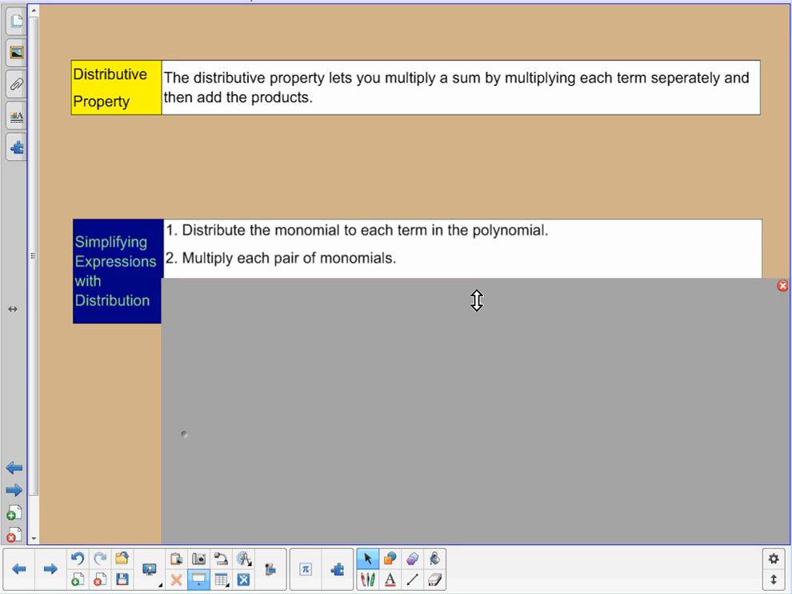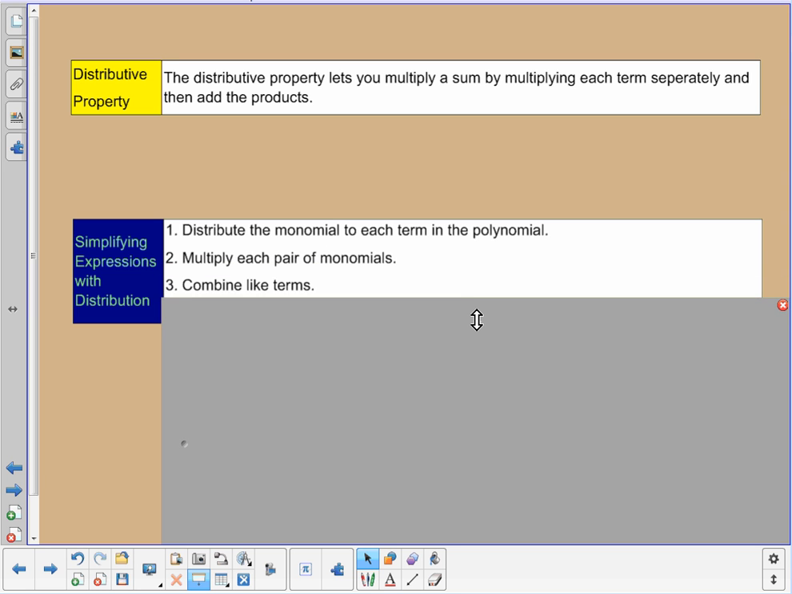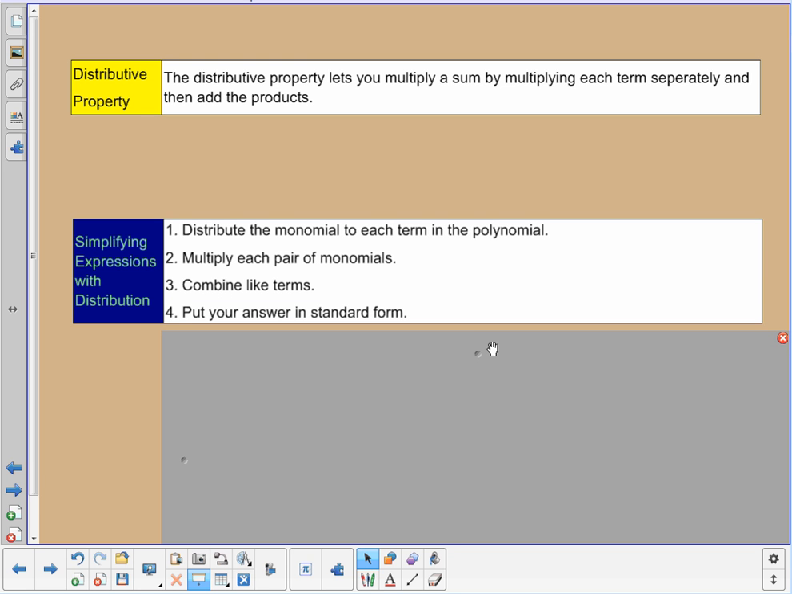Then we need to multiply each pair that we have, combine any like terms, and make sure our answer is in standard form. We always need to make sure our answer is in standard form.